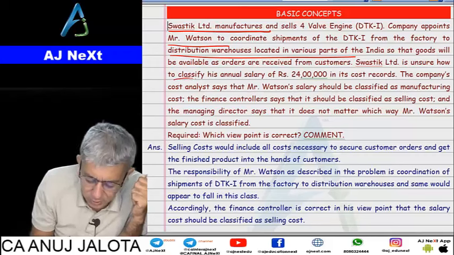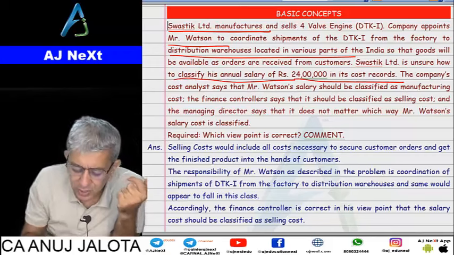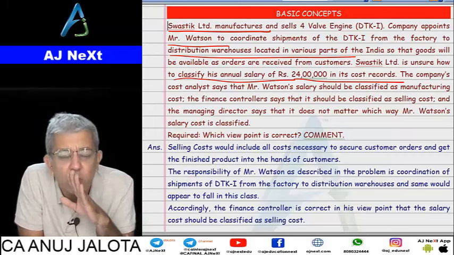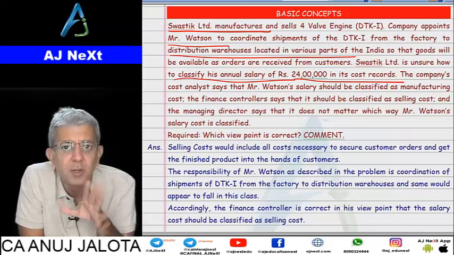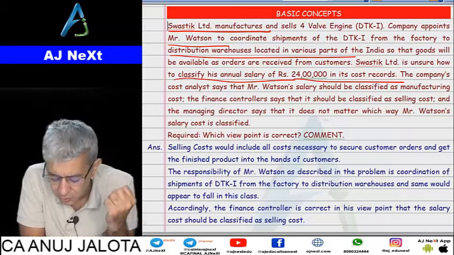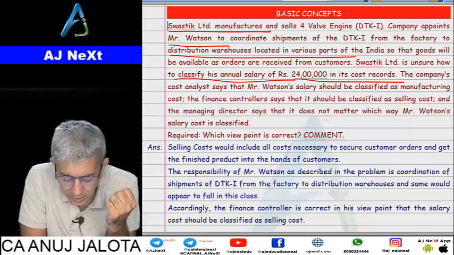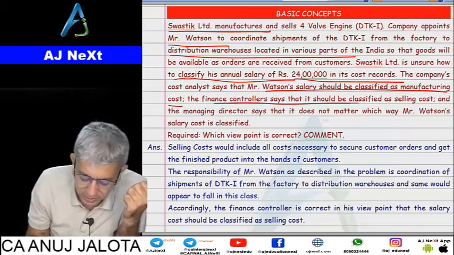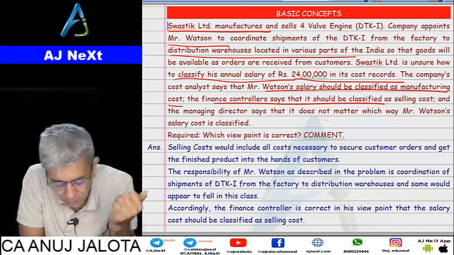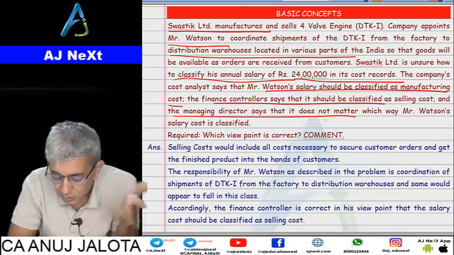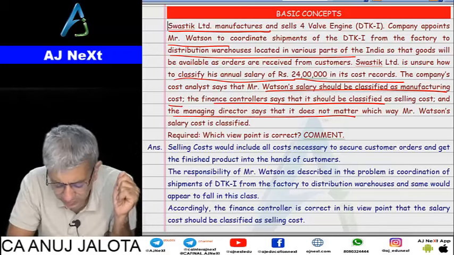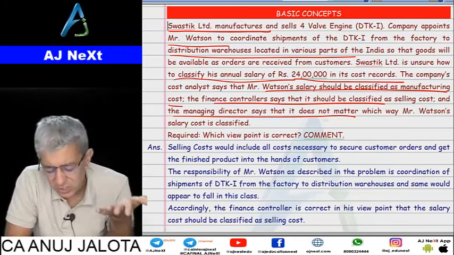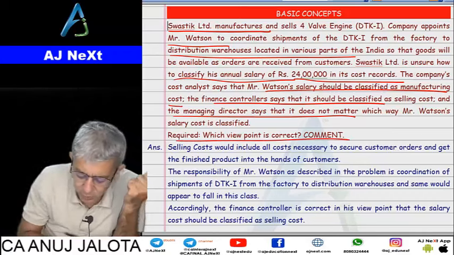Swastik Limited is unsure how to classify his annual salary of 24 lakh rupees in its cost records. Honestly, our entire syllabus does not talk of costing records as such. Okay, we are not trying to do accounting of anything in SCMPE, but still I don't know why this RTP has come. The company's cost analysts say that Mr. Watson's salary should be classified as manufacturing cost. The finance controller says that it should be classified as selling cost. The MD says that it does not matter which way the salary cost is classified. Honestly, it might make an impact on some of the stocks that you all have, because the valuation changes if suppose that is a criteria. Which viewpoint is correct? Comment.